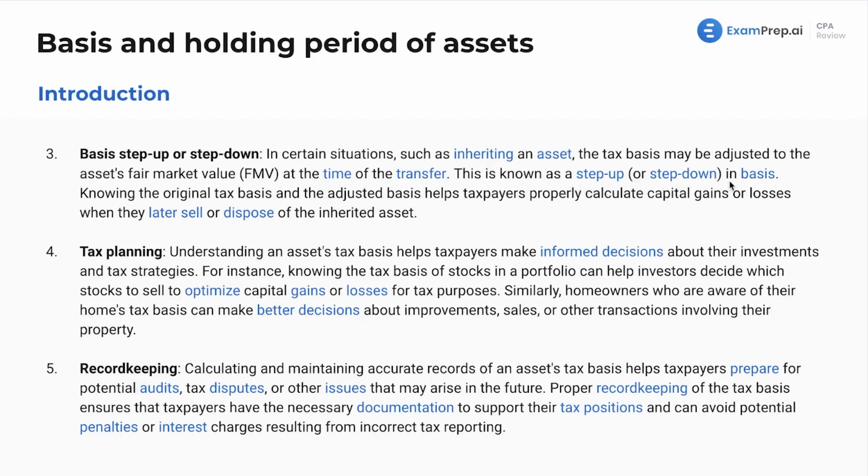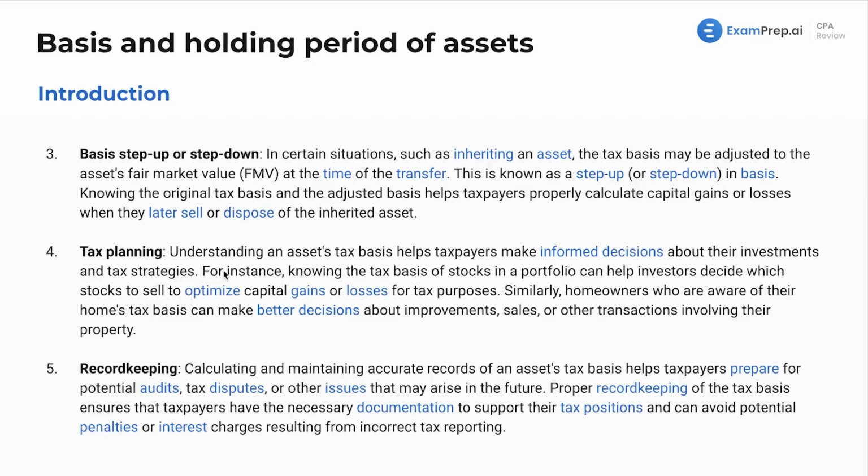And how do you know how to adjust the basis? Well, first you have to start with a basis in order to adjust it up or down. That's critically important. Knowing the original tax basis and the adjusted basis is going to help the taxpayer properly calculate capital gains or losses when they later sell or dispose of the inherited asset. So you see, it's critically important. Whether it's your basis in the partnership or your basis in an asset, this is a critical concept throughout the entire exam. Now, these other two are not ones we're going to see on the exam, but they're important to understand the overall picture.